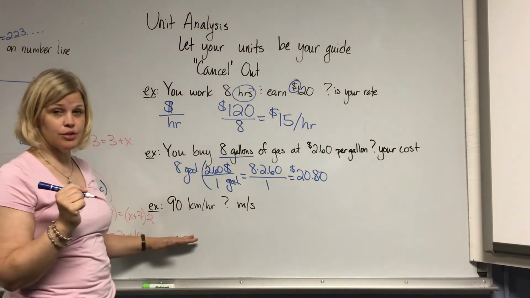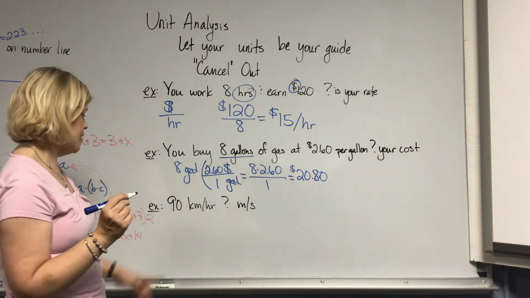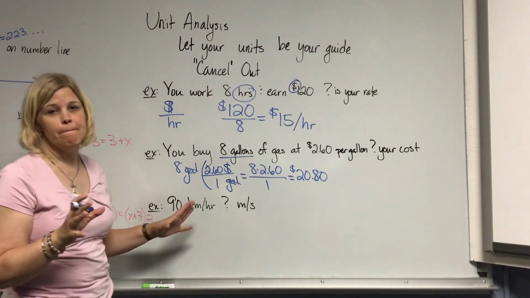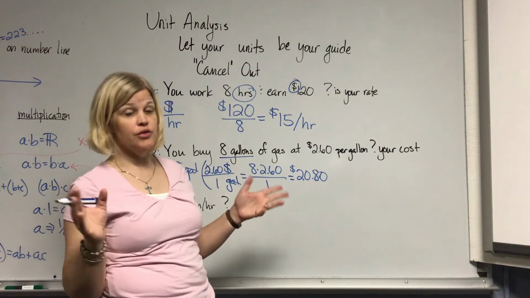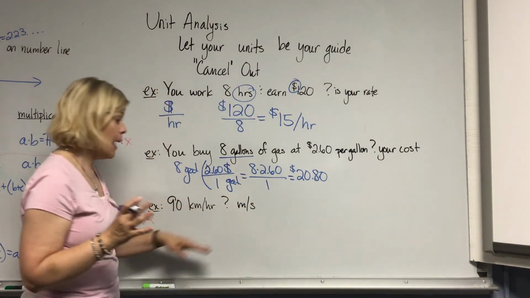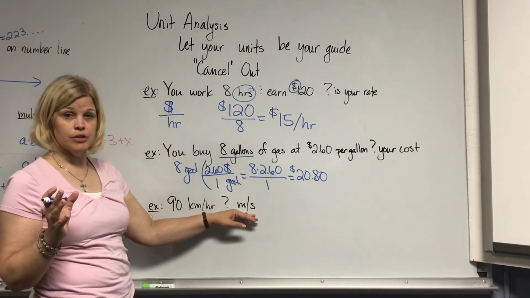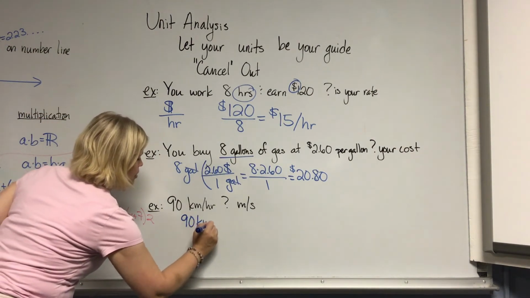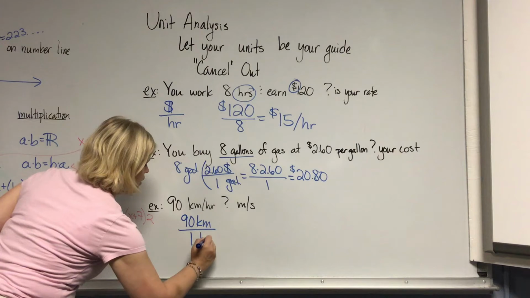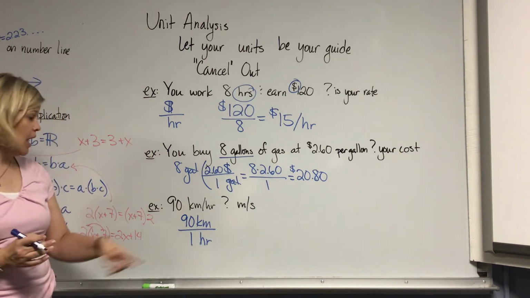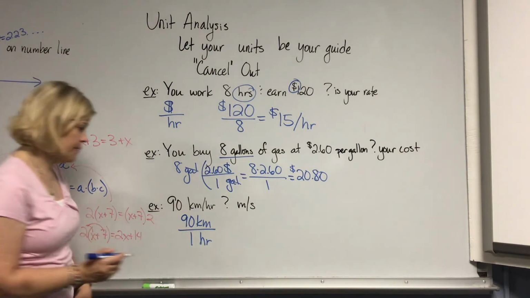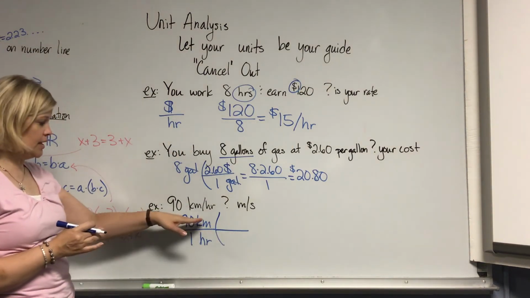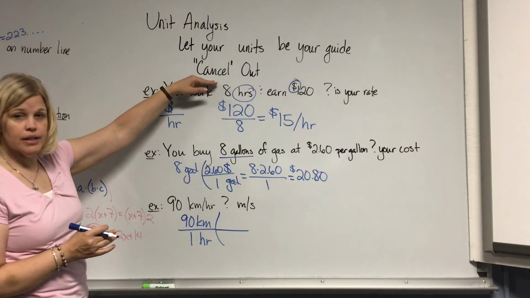All right, this last one, it's kind of a big deal. You are going 90 kilometers per hour. But unless you're different from most Americans, you have no idea what that is in miles per hour. But I do want to see meters per second. So let's see. 90 kilometers for every 1 hour. Okay? I don't want kilometers, do I? So where should I put that to get rid of it? Well, let's see. It's up top. I want it to cancel out.